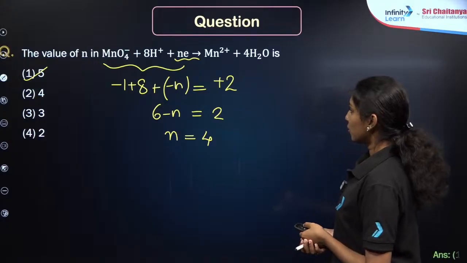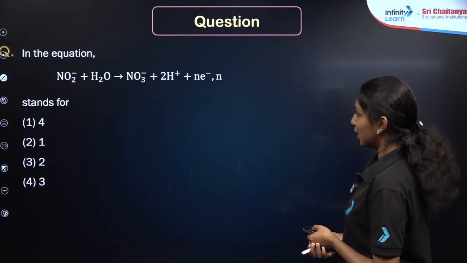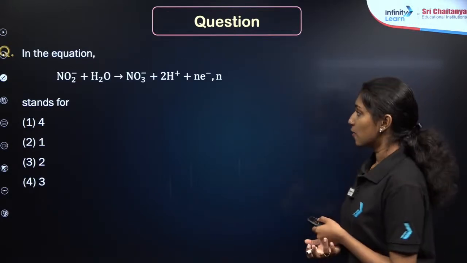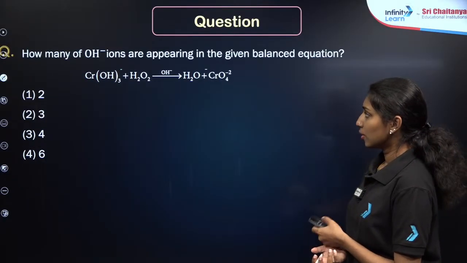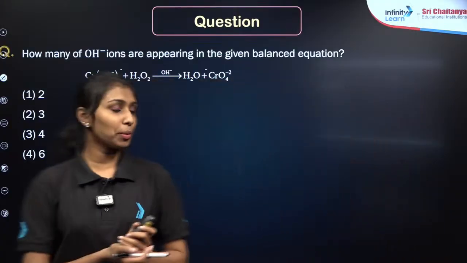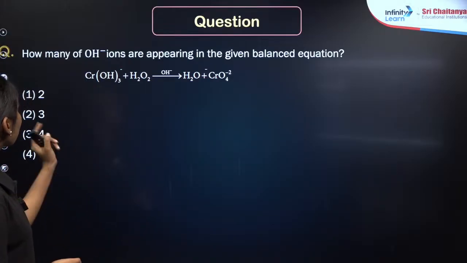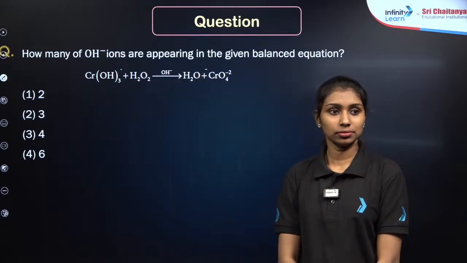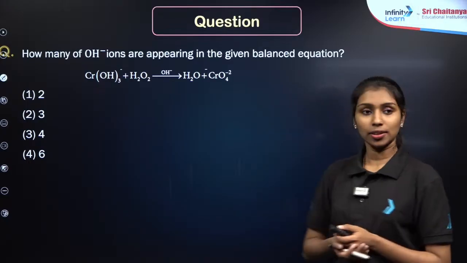Clear? Okay, I have a few more questions here. I think our time has already finished. 1 hour is finished here. These questions are based on the balancing of the redox reaction. Just note down this question and find out the answer in the comment box or tomorrow's session. Here the reaction is given. How many OH minus ions are appearing in the given balanced equation? The question is noted or not?